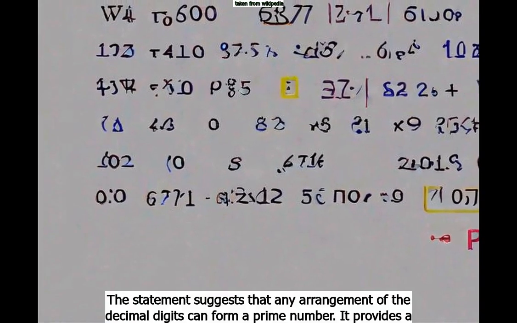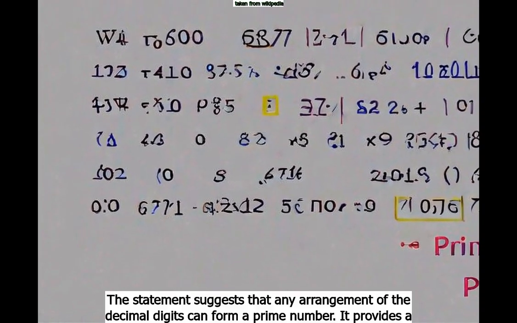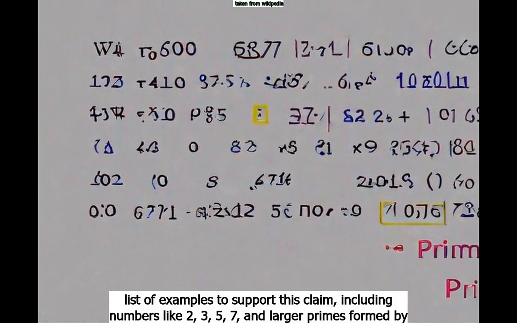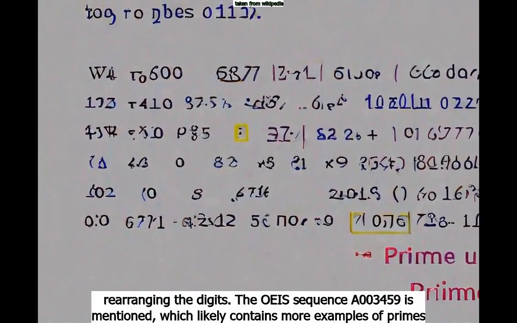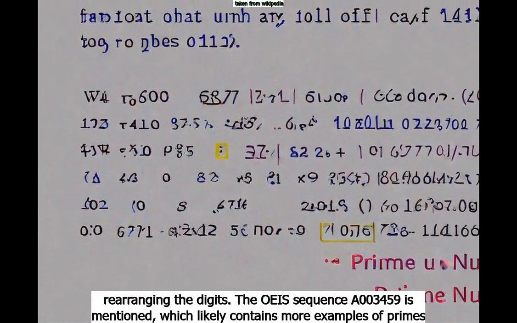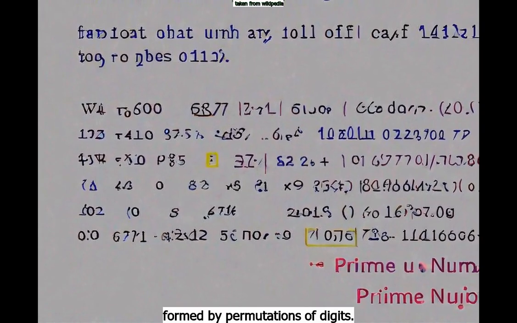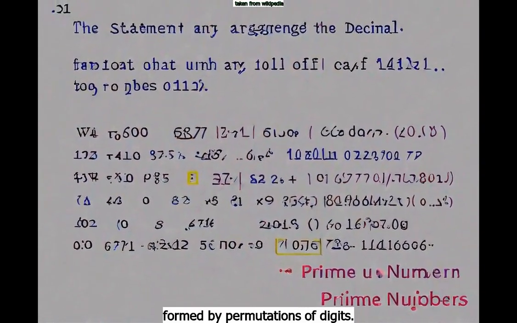The statement suggests that any arrangement of the decimal digits can form a prime number. It provides a list of examples to support this claim, including numbers like 2, 3, 5, 7, and larger primes formed by rearranging the digits. The OEIS sequence A003459 is mentioned, which likely contains more examples of primes formed by permutations of digits.